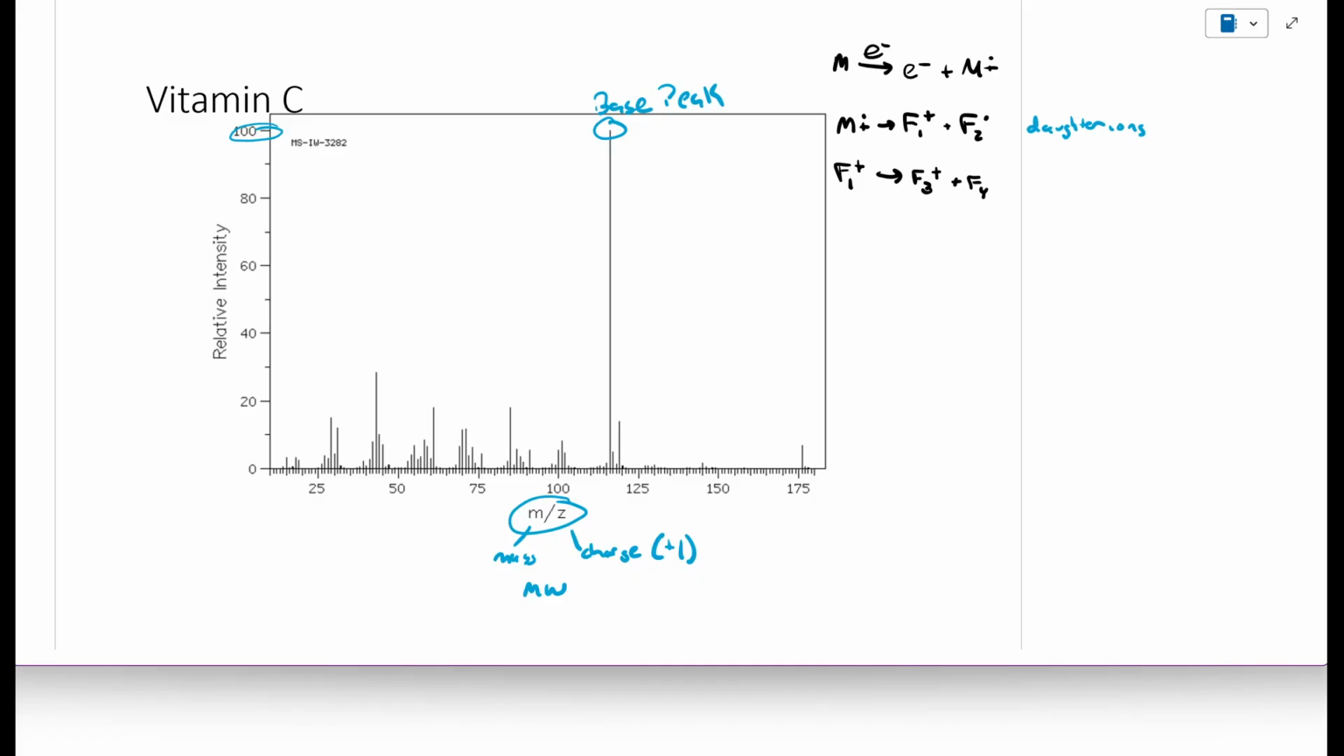Okay, so what are we looking at? Again, we start with our original molecule. We've hit it with electrons. The molecule ejects an electron from the electron cloud, and we end up with the radical cation that may fragment further.